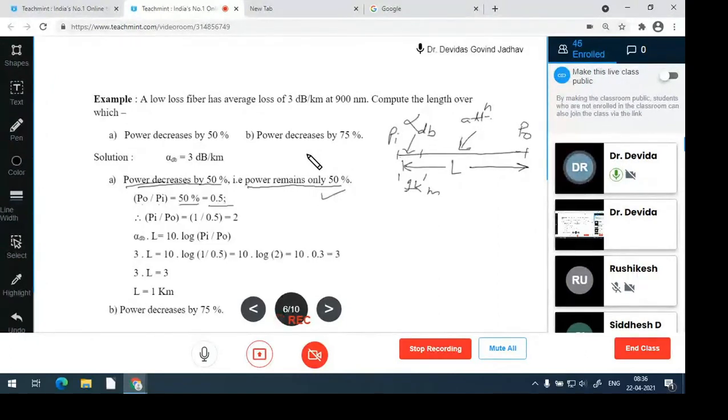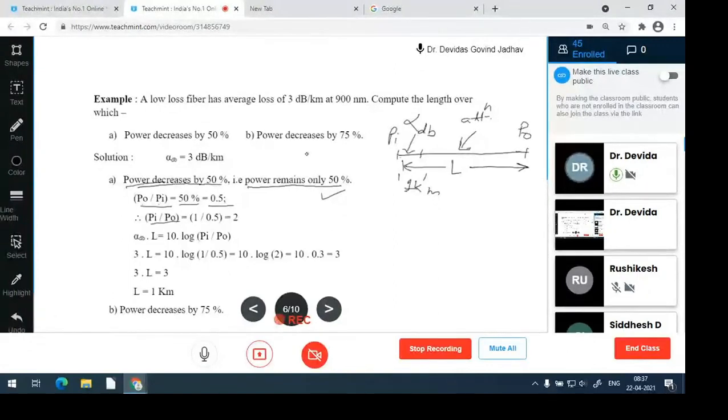Now what is this? PO upon PI, output power upon input power. If 1 input power is given, 0.5 will remain, 50% will remain. If 10 is given, 5 will remain. If 100 is given, 50 will remain. If 1000 is given, 500 will remain. 50% will remain. So 500 divided by 1000 is 0.5. 50 divided by 100 is 0.5. 0.5 divided by 1 is 0.5. 5 divided by 10 is 0.5. So PO upon PI is 0.5.